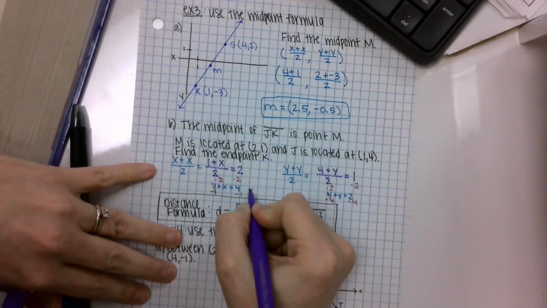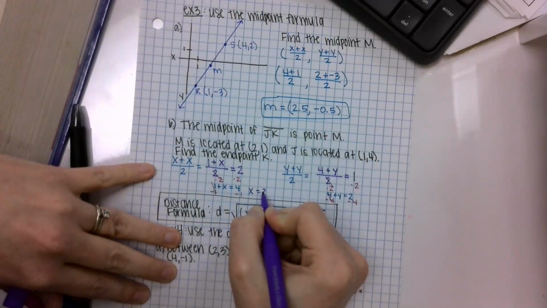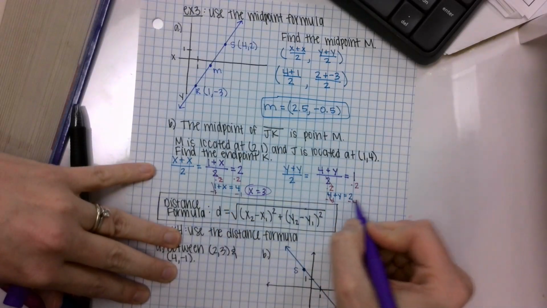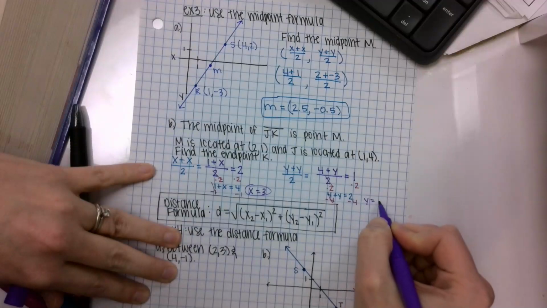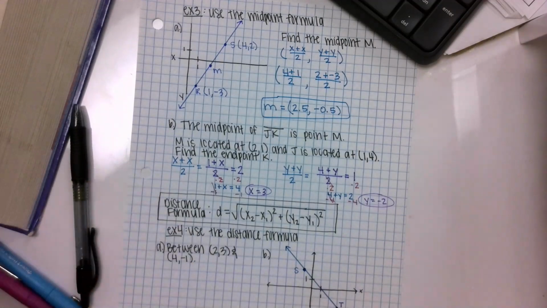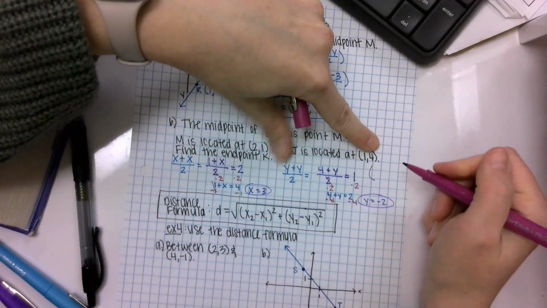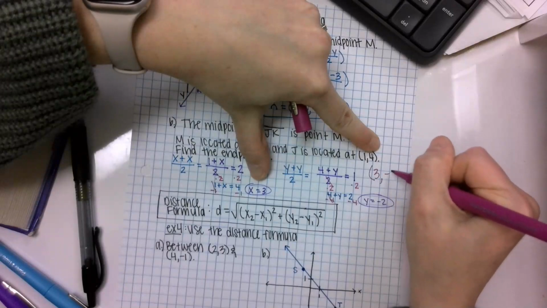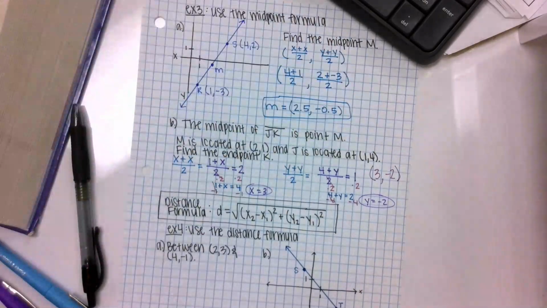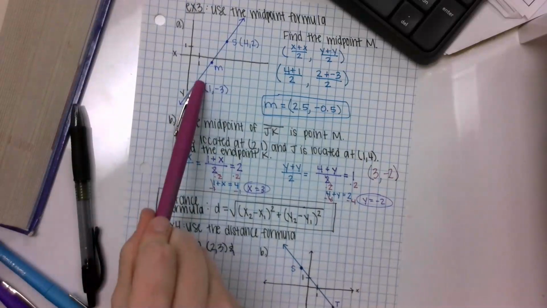And I get x equals 4 minus 1 is 3. So here's one answer. And y equals 2 minus 4 is negative 2. Here's the other answer. I'm just going to put those two answers together in the form of an ordered pair: 3, negative 2. So you're kind of working backwards to find one of your endpoints.